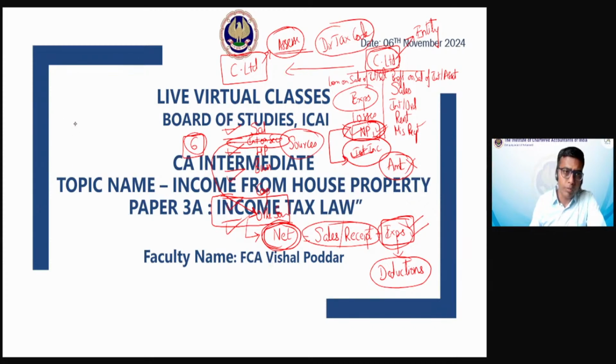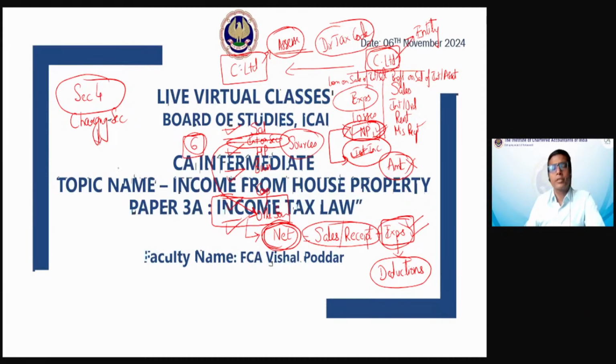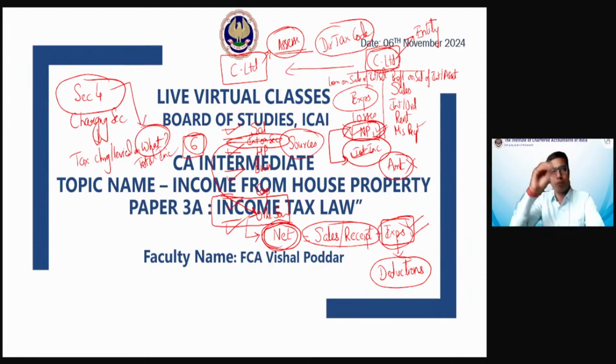Now here I give you some important concepts and rules. Please pay attention. Now there is something called a charging section. Firstly, the charging section of the entire income tax law is section 4. Now what is a charging section? It is that section which tells you that tax would be charged or levied on what. Section 4 simply says on what tax would be levied. Tax would be levied on total income. Fine. So first, the charging section for the entire income tax law is section 4 of the Income Tax Act, which says tax shall be levied on the total income.